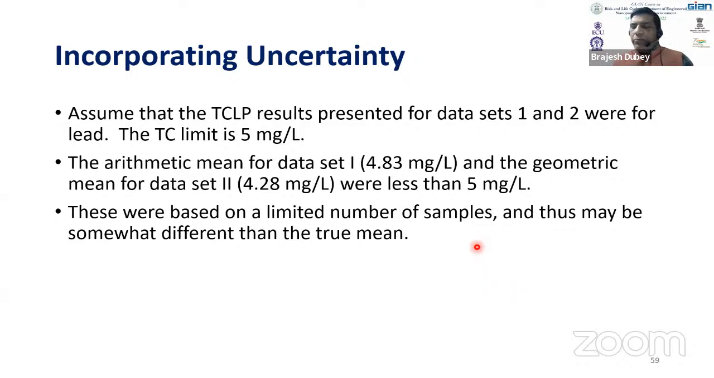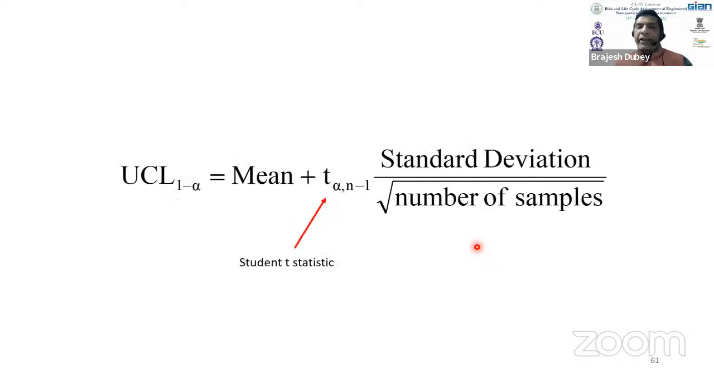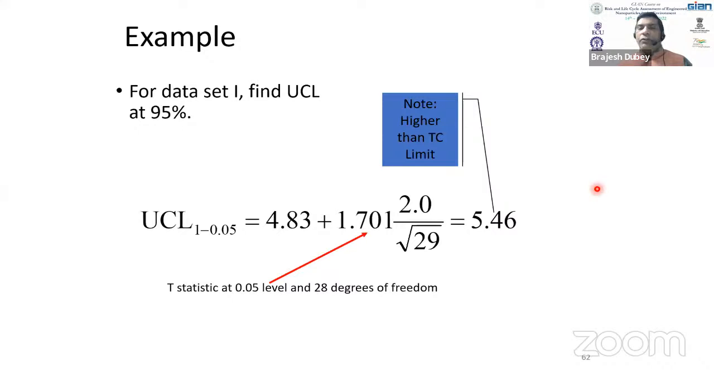Now, if you have to take it to the true mean, remember the uncertainty principles that we have learned in statistics. So we put an upper confidence level and a lower confidence level. If you go for the 95% UCL, that is defined as the mean plus t value for alpha, n minus 1, times the standard deviation over the square root of the number of samples. If you take these two sample sets and do that for data set 1, we got 5.46 milligrams per liter. Note that this is higher than the toxic limit of 5.